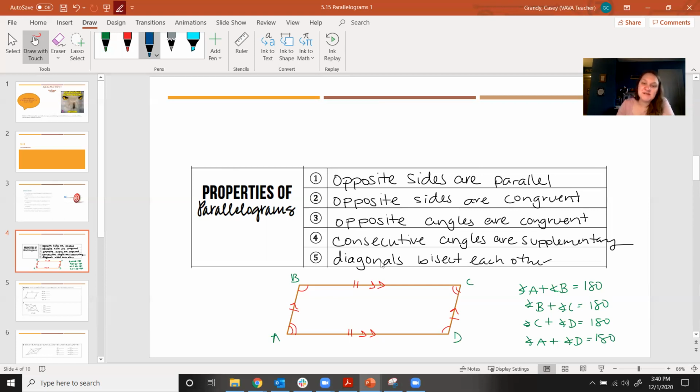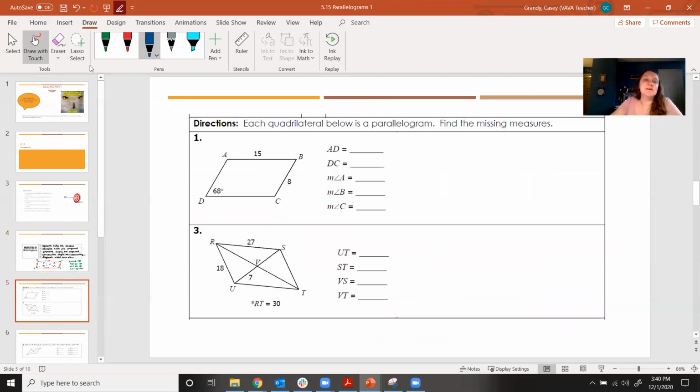And the last property says the diagonals bisect each other. So here's a diagonal, and here's a diagonal. Bisect means cut each other in half. So this piece will be congruent to this piece, and this piece will be congruent to this piece. They're not necessarily all congruent to each other. It's just that they are bisecting each other, so the diagonals cut each other in half. We're going to use those properties to figure out the missing pieces.